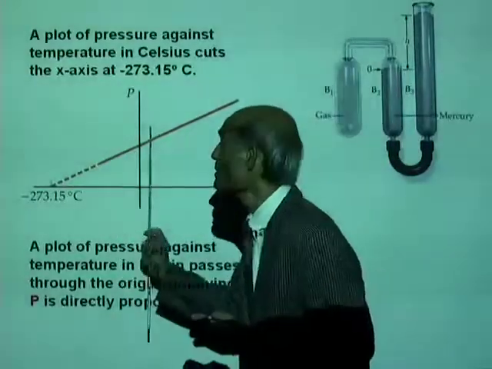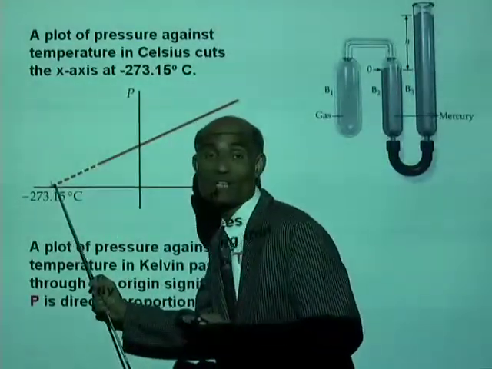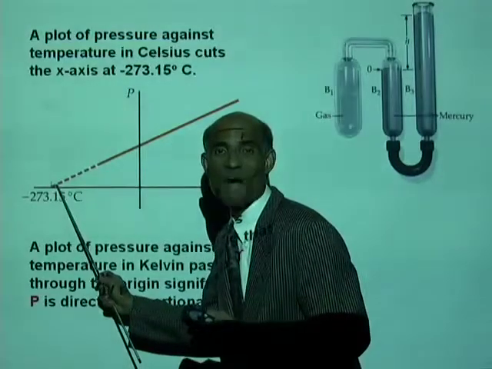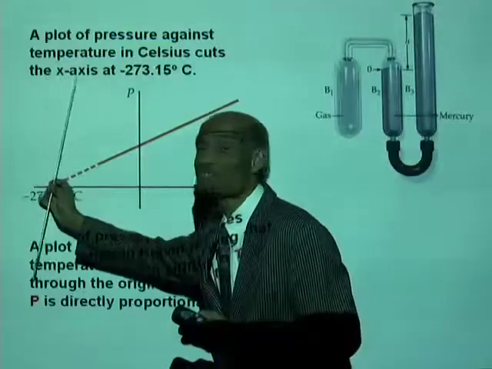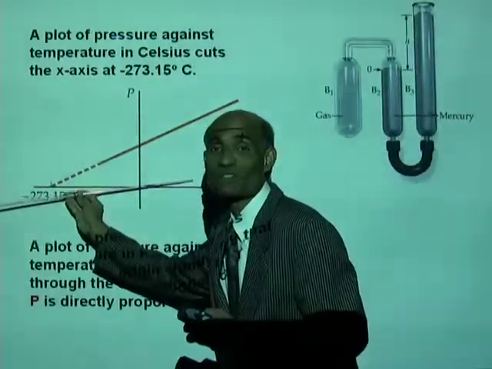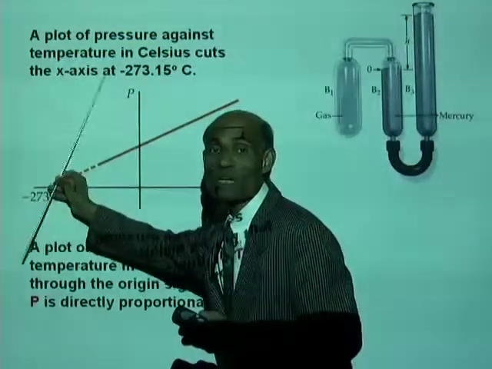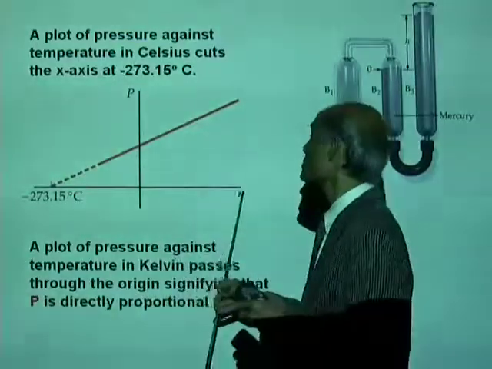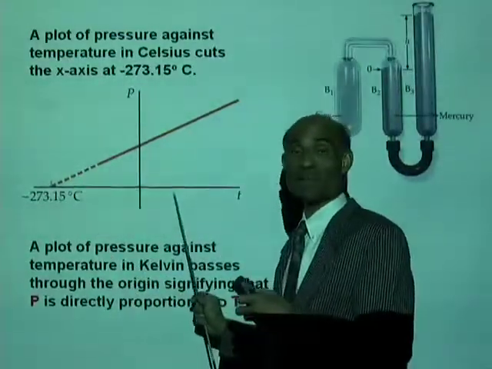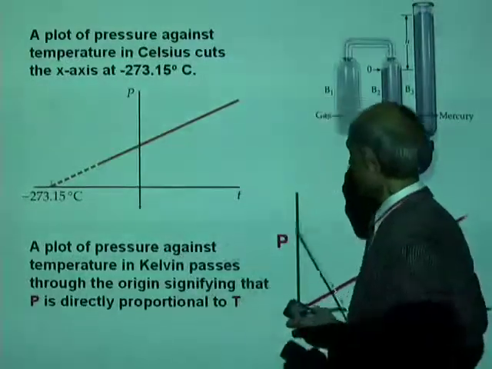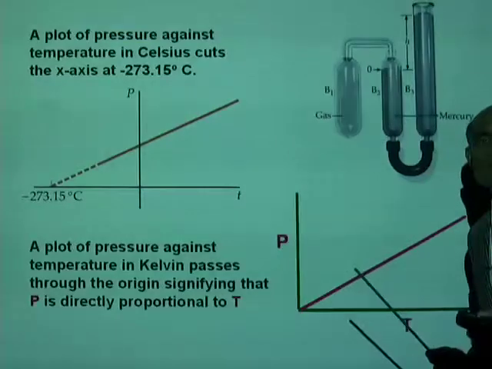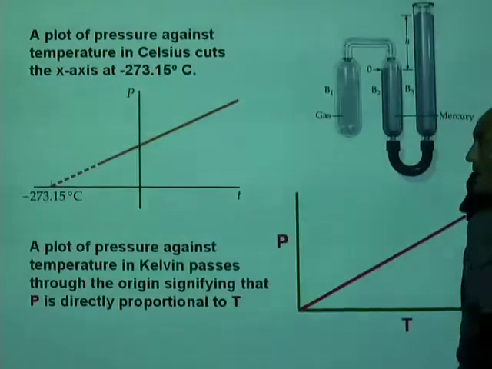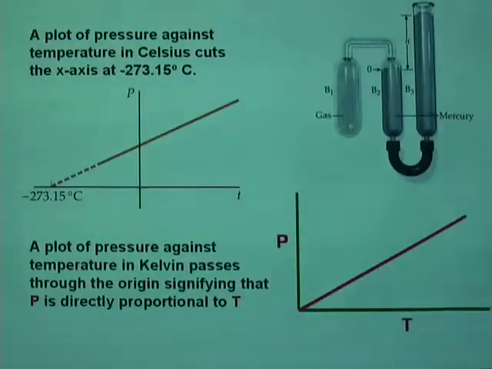And you know, when the graph passes through the origin, it represents y equal to mx. In other words, y is directly proportional to x. Here, pressure P is directly proportional to the Kelvin temperature. And what does that mean? Pressure is directly proportional to the Kelvin temperature.